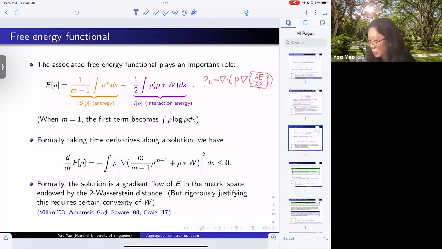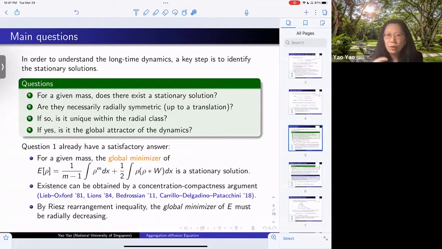Okay, so that is the functional. And now our eventual goal is to understand the long time dynamics in the situation where we know the global existence of solution. In order to do that, a key step is to identify what the steady states are. For that question, we can ask ourselves the following questions in order. The first question is that for a given mass, does there exist a steady state or not? And then if the answer happens to be yes, we can further ask what we can say about them. Are they necessarily radially symmetric?